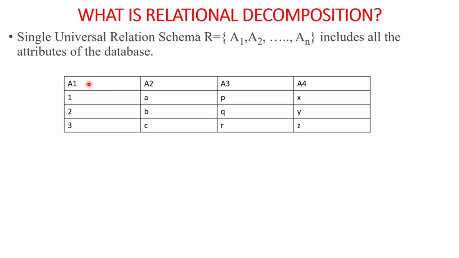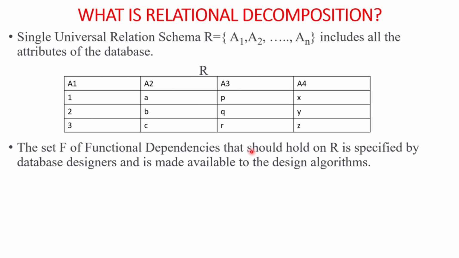Attributes are nothing but the column names of the table. So this is a table R with the columns A1, A2, A3, A4, and each column has its attribute values. So a set F of functional dependencies should hold on R and is specified by the database designer. Whoever has designed the database has designed it to store the data. Suppose you want to store the college data, you have to make the college database. Suppose you want to store the company data, you have to make the company database. So inside that database, in one table you can store all the data about your stuff.